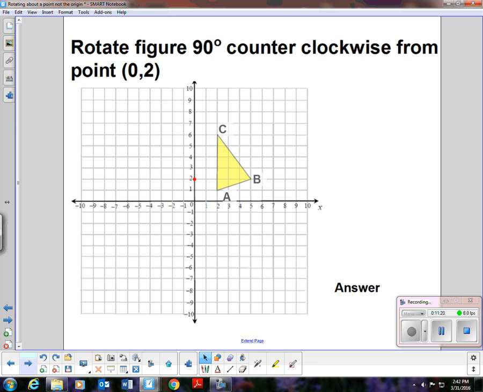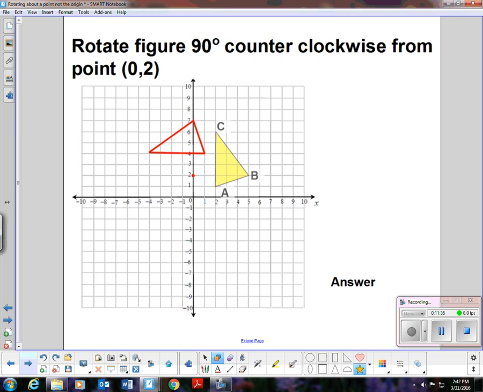Pause the video, practice it. We'll check it when you come to class the next day if you want to check it. So this is one for you to do. All right, when you're done with that one, we're going to go to another one so you can start the video back again. All right, and there's your answer to check with.